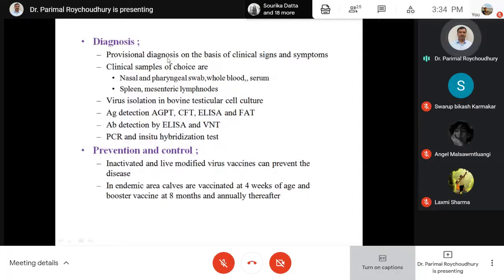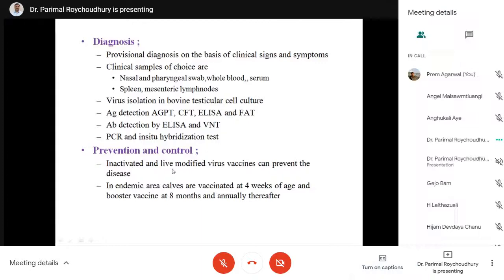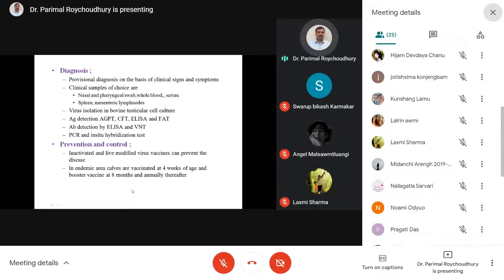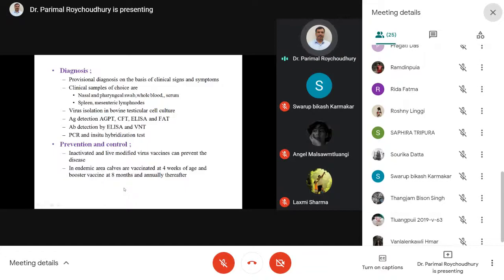Diagnosis is similar to what we discussed. Here, bovine testicular cells are used for isolation, and the common tests can be adopted for diagnosis. Again, I'm repeating that ELISA detection for pig is a confusing one, because CSF and BVDV are antigenically related. For prevention and control, both inactivated and live modified vaccines are available. Inactivated ones are targeted at pregnant animals. Live modified ones can be given to animals other than pregnant animals. Vaccination can start at 4 weeks of age with a booster at 8 months, and thereby we can get protection.